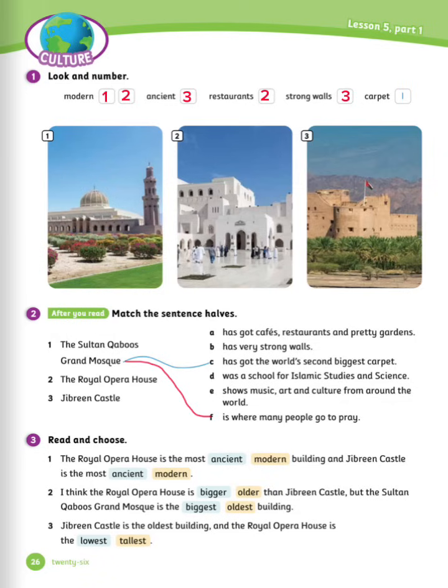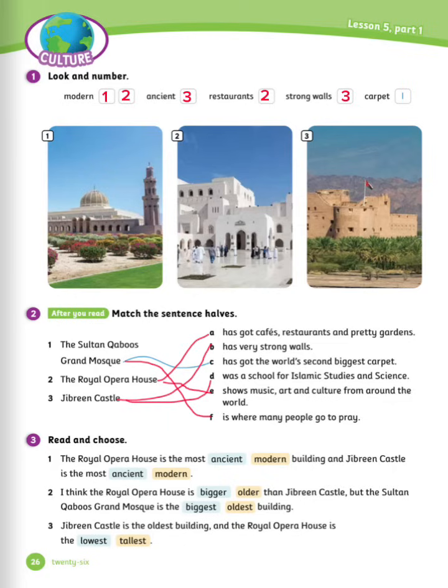Number 2 matches A and E. The Royal Opera House has got cafes, restaurants, and pretty gardens. The Royal Opera House shows music, art, and culture from around the world. Number 3 matches B and D. Jibrin Castle has very strong walls. Jibrin Castle was a school for Islamic studies and science.